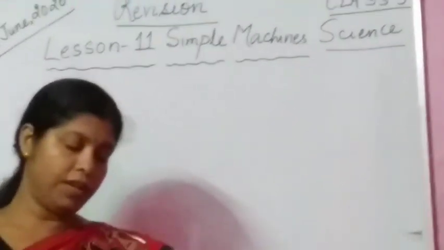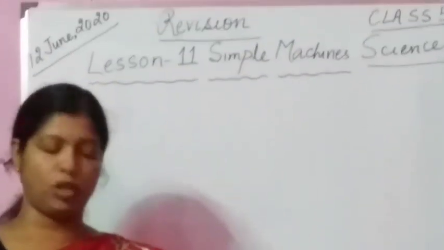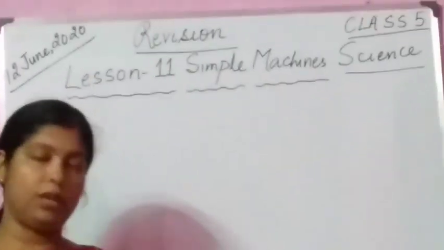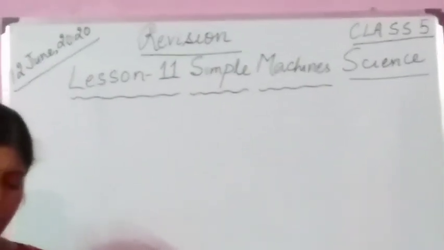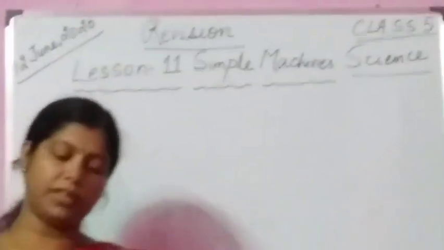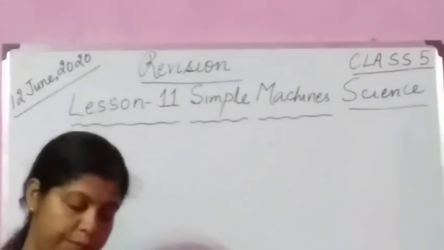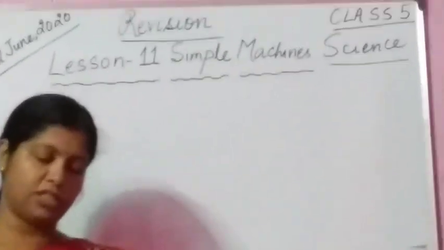Okay. Now we will just go through terms to know once. Machine: a device or a tool which helps us to do a work easily by reducing the time and the amount of force. Lever. What is lever? A simple machine in which a rigid bar or rod rests on a support and is used to lift heavy weights with minimum amount of effort.